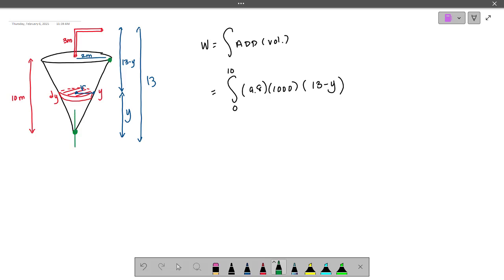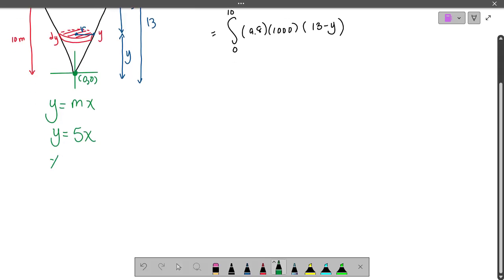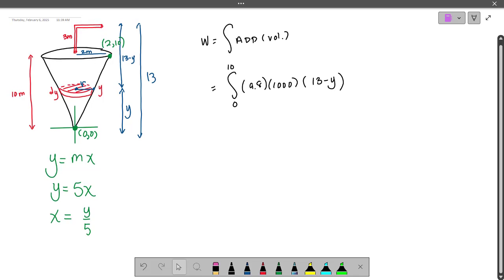So we need to build a coordinate system here. This point, of course, is the origin. How about that point right there? 2, 10? Everyone agree? 2, 10. This line then is y equals mx. No y-intercept, or the y-intercept is 0. Slope, we go up 10 over 2, so the slope's 5. But we have to solve for x. So x is y fifths.